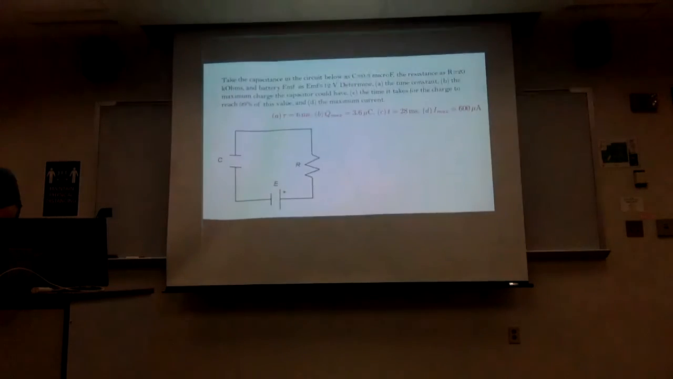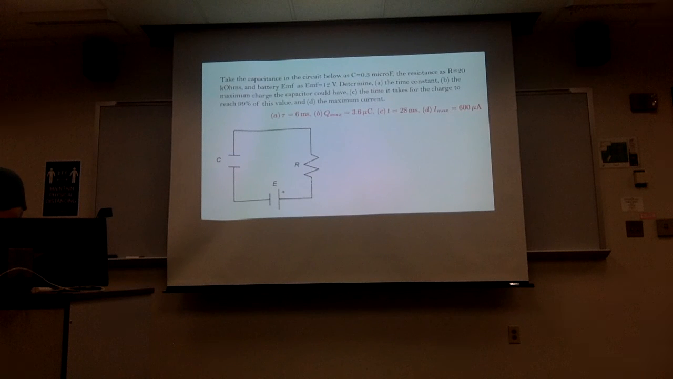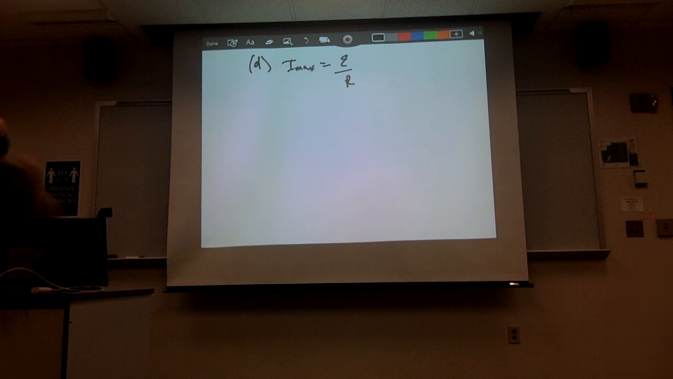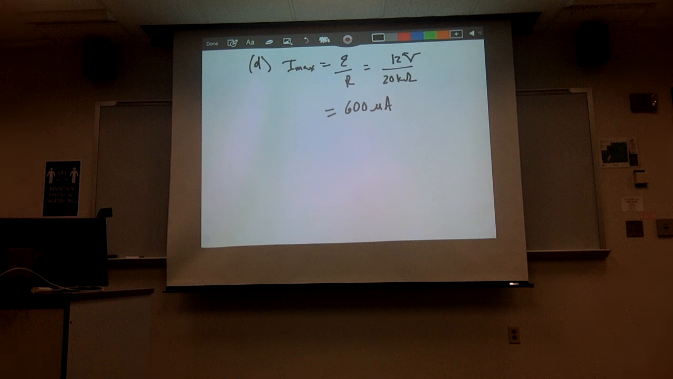What was the last thing we want to know? The maximum current. So part D, we want to know what is I max. So I max we know is simply going to be E over R. We know maximum current is simply going to be dictated by the battery and the resistance. So it's going to be our 12 volts divided by our 20 kilo ohms. If I divide those, I max is 600 microamps. So it's my maximum amount of current I have flowing through the system.